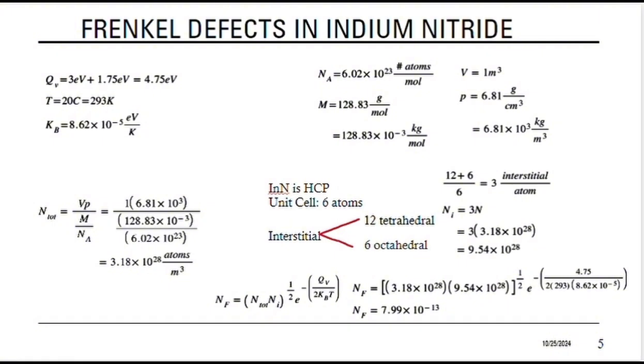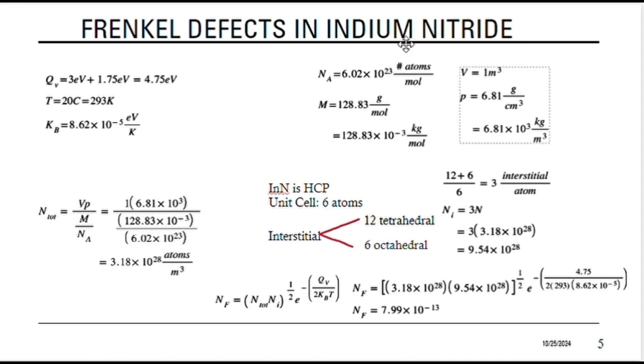In this slide, we're talking about the Frenkel defects in indium nitride. A Frenkel defect is a type of defect where an atom leaves its regular lattice position and occupies an interstitial site, which is a space between atoms in a crystal structure.